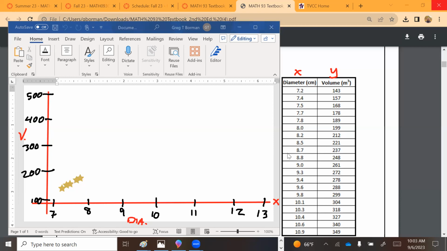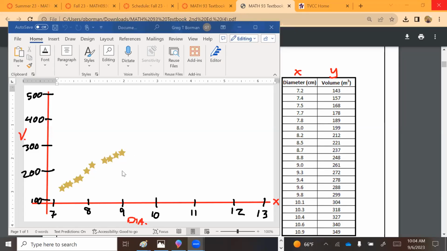7.8, 189. And they're going to start spreading out a whole lot more. Well, maybe not. Okay. And then 8, 199. 8, and that's basically about 200. Okay, and then 8.2, 212. I'm going to pause this and then do the rest so you don't have to keep watching me do it. Okay, I've gotten up to 9.